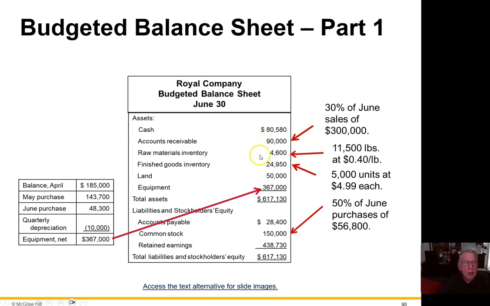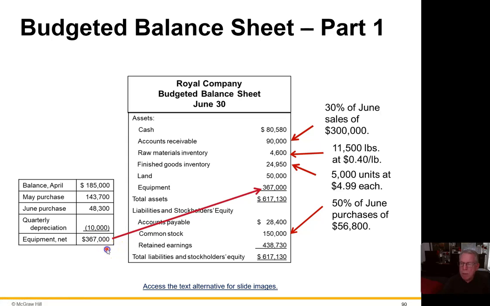We had 11,500 pounds of raw material inventory. We had 5,000 units at $499 for finished goods inventory, land of $50,000, and here our beginning April retained earnings. Our equipment balance was $185,000. In May we purchased another $143,700. In June we purchased another $48,300, and we had quarterly depreciation of $10,000.